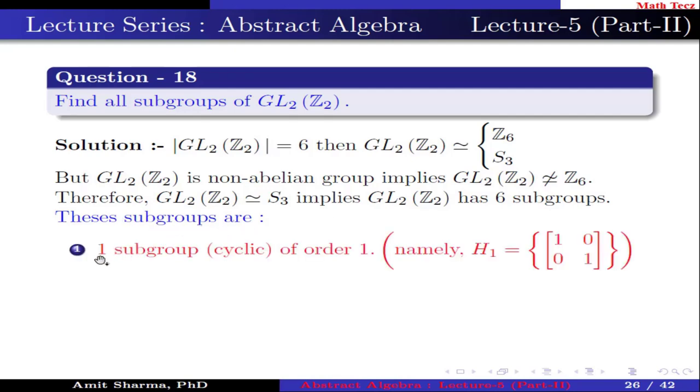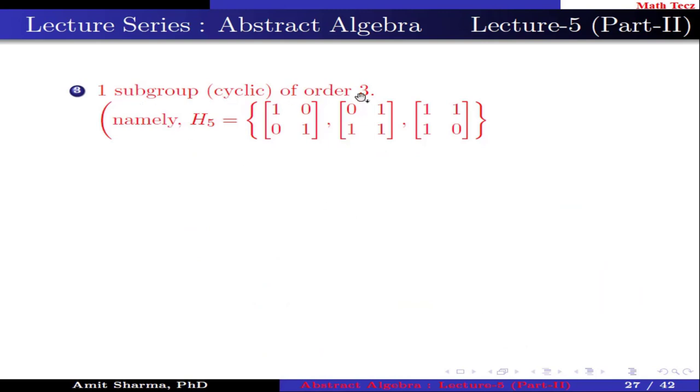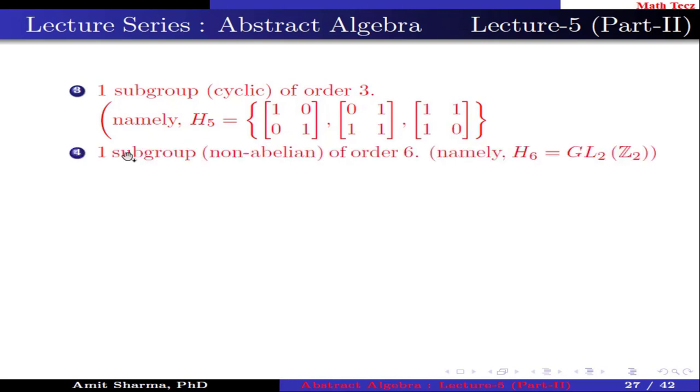These subgroups are: 1 subgroup which is cyclic of order 1, the subgroup H1 containing the element [1 0; 0 1]. 3 subgroups which are cyclic of order 2, the subgroups H2 containing the element [1 0; 0 1], [0 1; 1 0], H3 containing the element [1 0; 0 1], [1 1; 0 1], H4 containing the element [1 0; 0 1], [1 0; 1 1]. 1 subgroup which is cyclic of order 3, the subgroup H5 containing the elements [1 0; 0 1], [0 1; 1 1], [1 1; 1 0]. And 1 subgroup which is non-abelian of order 6, the subgroup H6, which is equal to GL(2, Z2).